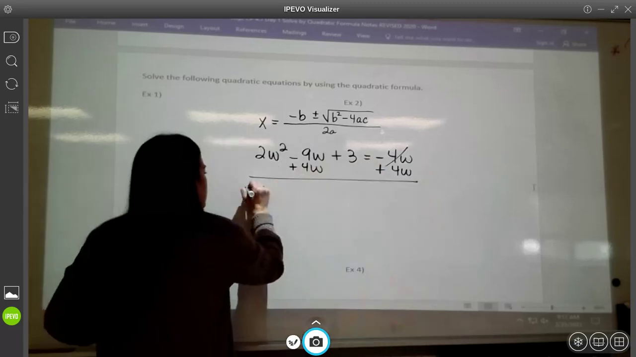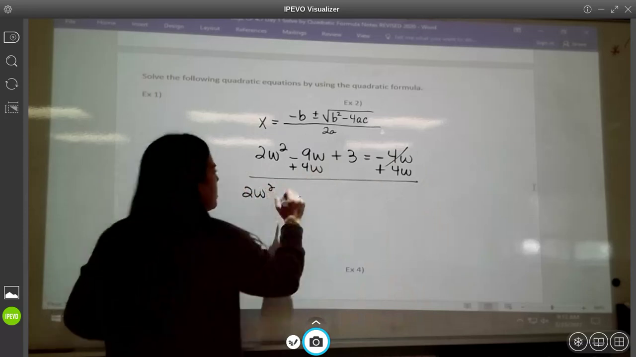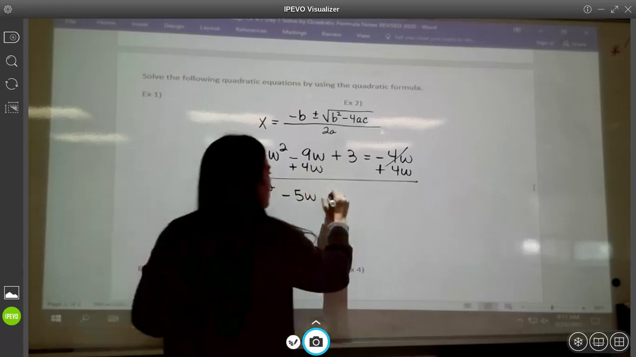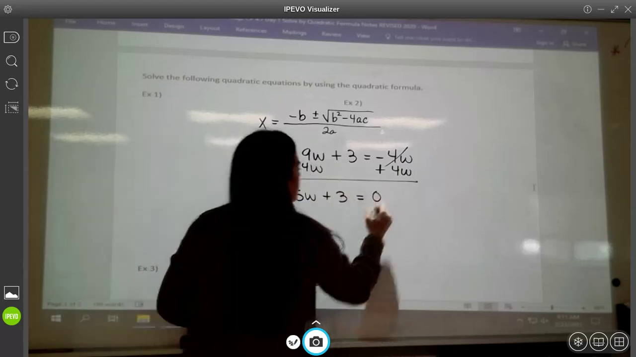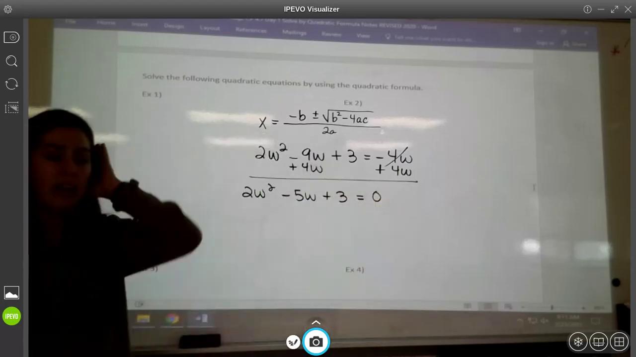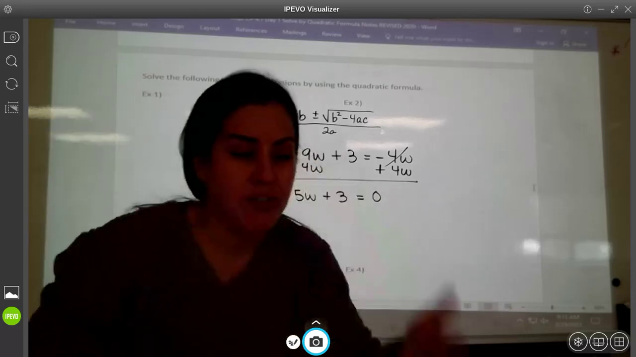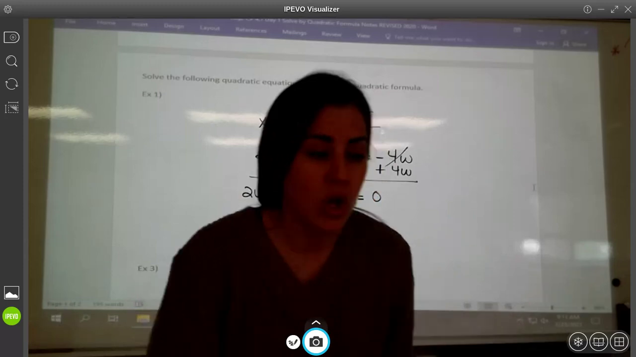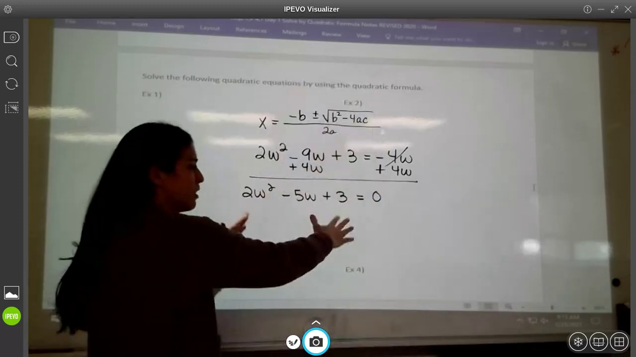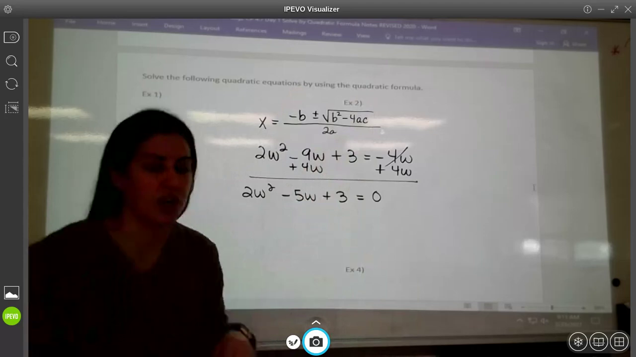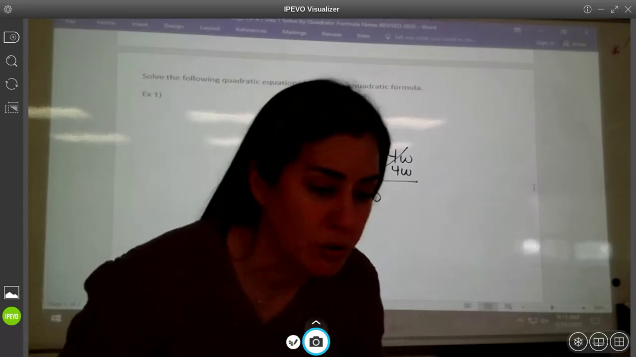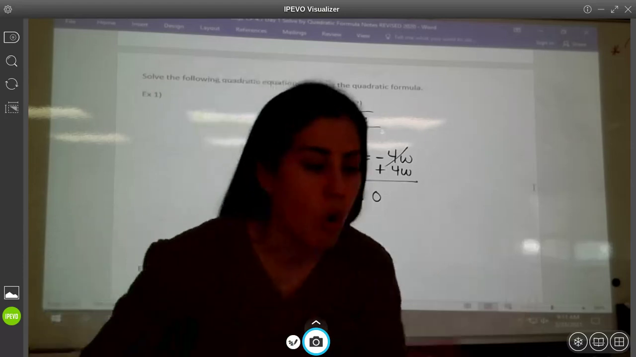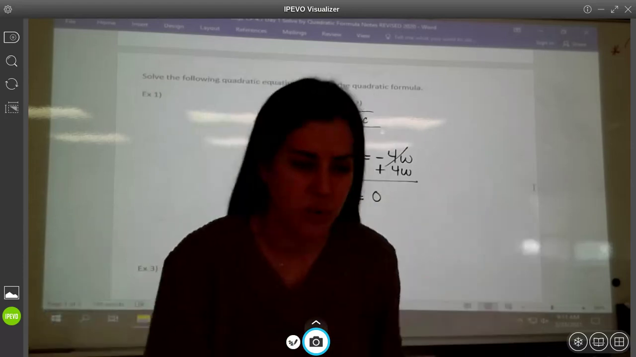And you end up with 2w squared minus 5w, right now we'll have negative 5w, plus 3 equals 0. Okay, so guys, when you were solving a quadratic equation by factoring, we always got everything on one side set equal to 0. When you solve something using the quadratic formula, you always get everything on one side set equal to 0. It was only using square roots where we moved everything away from what's being squared. Square roots is the only one where we didn't make sure everything was set equal to 0.